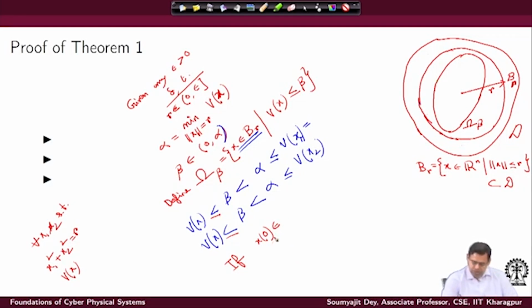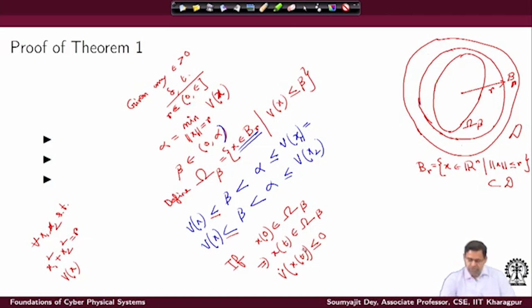Suppose you pick up any location x which is inside omega beta, and you say that the system at t equal to 0 is located inside omega beta. Now, we should be able to show that if that is so, then at any time in future it will be located in omega beta only. Question is why? Because the derivative of V over x, which is a function of t, is negative.